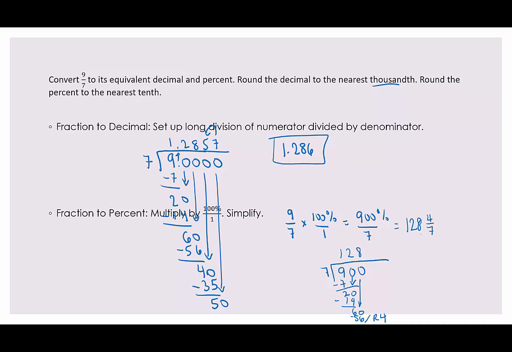9/7 is equivalent to 128 and 4/7%, or you could also say 128.6%. I did say to round to the nearest tenth. I'm a little bit inconsistent here. I would keep it as a fraction. I like fractions better because they are more precise, but also saying 128.6% is probably good enough. So either one of those should do.